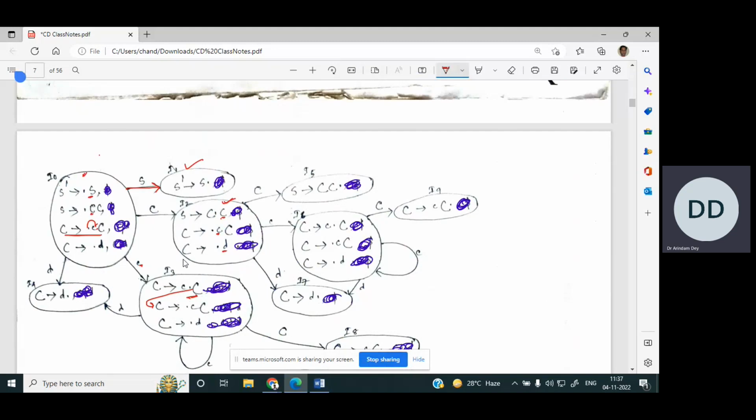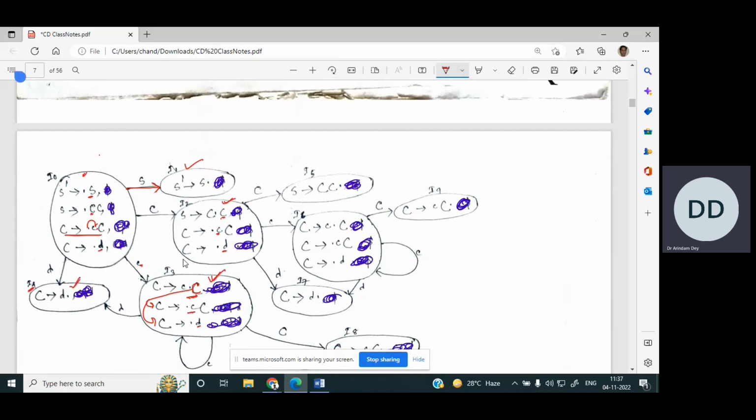Okay. Now, for C, we were checking that for small c, the movement was there. For capital C, it was breaking into two segments. Dot D also. Here also shifting, here also shifting, here also shifting. So no problems are located. For D, there is a simple movement for the I4 state.